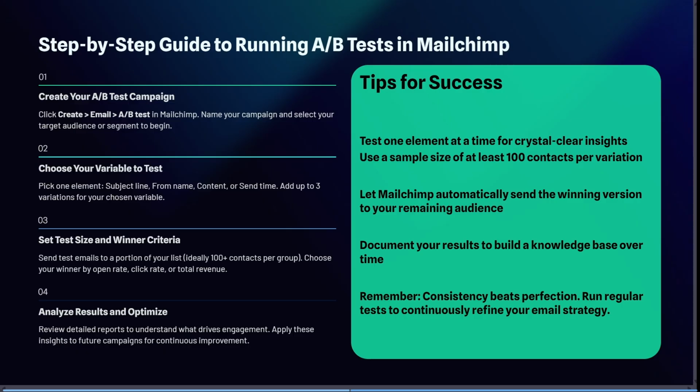Now, let's just recap. A couple tips for success. Test one element at a time for crystal clear insights. Let Mailchimp automatically send the winning version to your remaining audience, and document your results to build knowledge base. And then the last thing is consistency. Consistency beats perfection every single time. Run regular tests to continuously refine your email strategy, and you should be good to go.